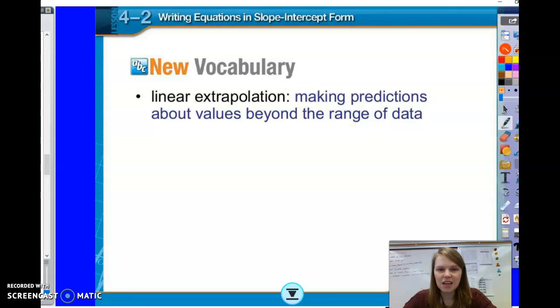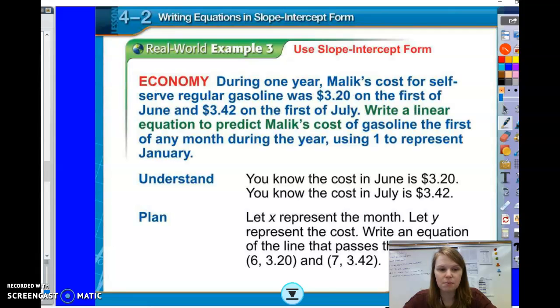So next we're looking at linear extrapolation, which means making predictions about values beyond the range of data. So maybe they're going to ask us for a value that's not necessarily written into the problem. This one says, during a year, Malik's cost for self-serve gasoline was $3.20 on the 1st of June, $3.42 on the 1st of July.